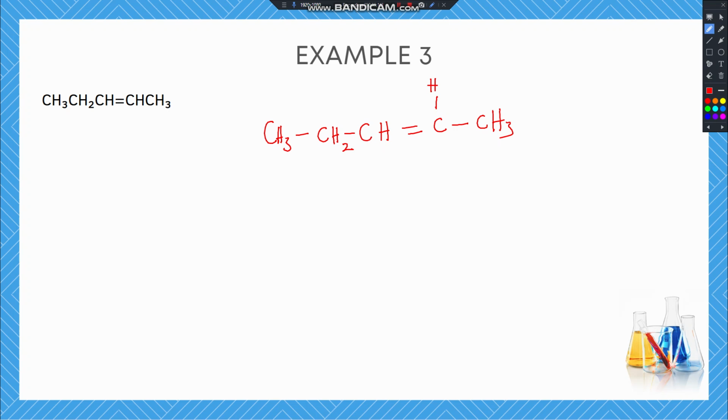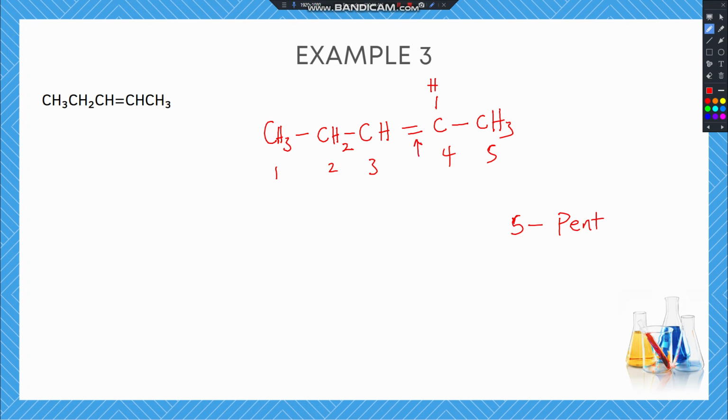So we have 1, 2, 3, 4, 5 carbon atoms present in the compound. 5 carbon atoms tells us that we use the name PENT. All right. The next thing to do is to identify if there is any functional group or multiple bonds present. There is a multiple bond over here.